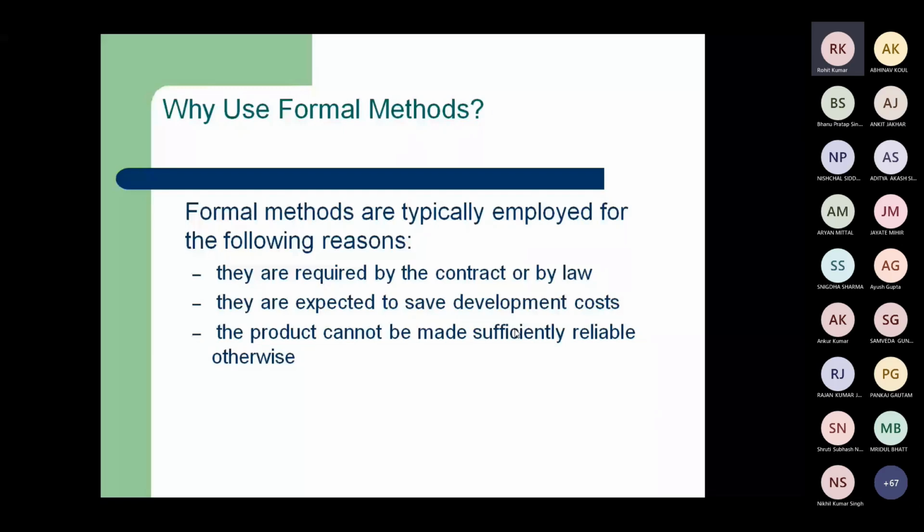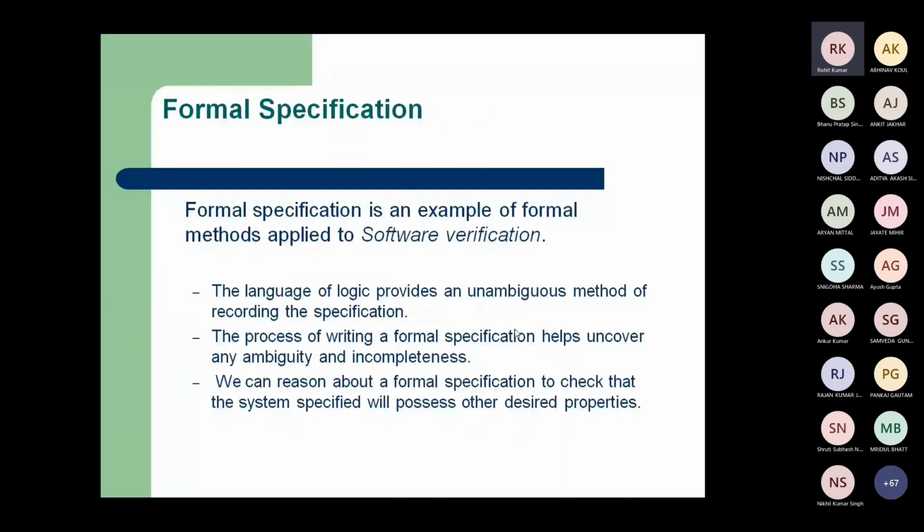So as far as formal specification is concerned, we will say formal specification is an example of formal methods applied to software specification and verification. So formal specification means we are going to formally specify the requirements and the behavior of the system. We are going to write the specification of the system. So I'll give you a simple example of a specification of a system, and then I'll give you the example of the implementation of the system.